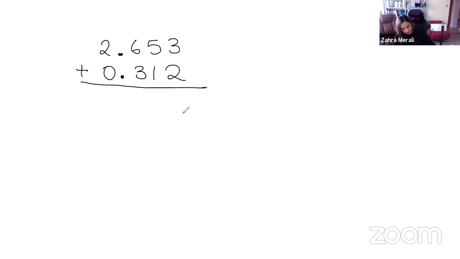3 plus 2 is 5. 5 plus 1 is 6. 6 plus 3 is 9. Dot 2. So you end up with your answer when adding decimals. So we've got adding decimals, and subtracting decimals works in exactly the same way. What about multiplying and dividing decimals?